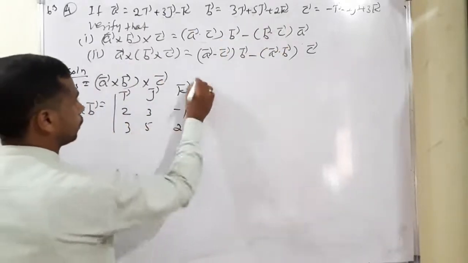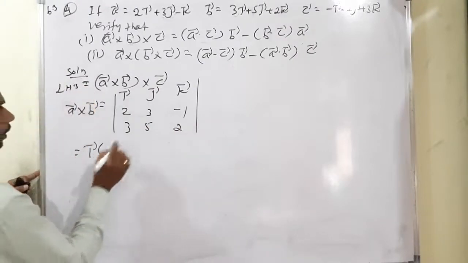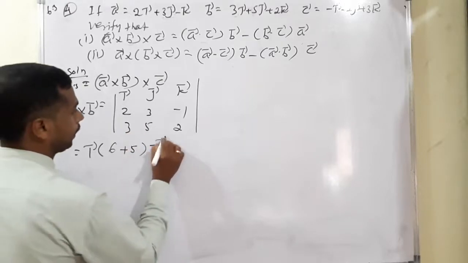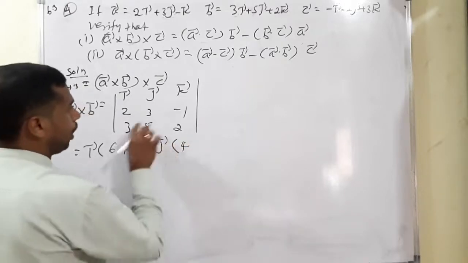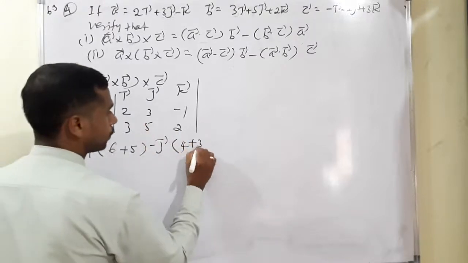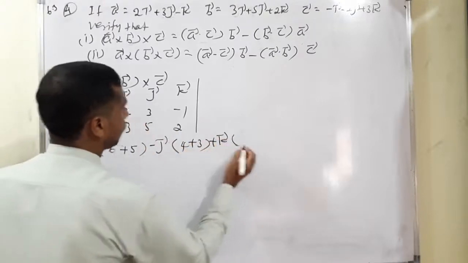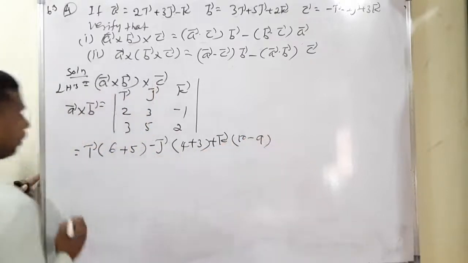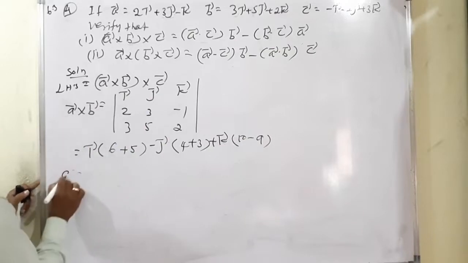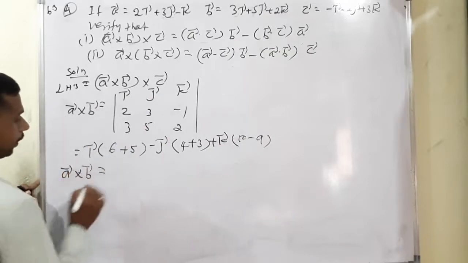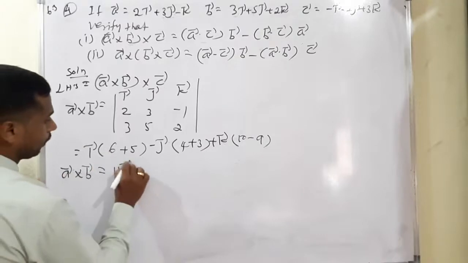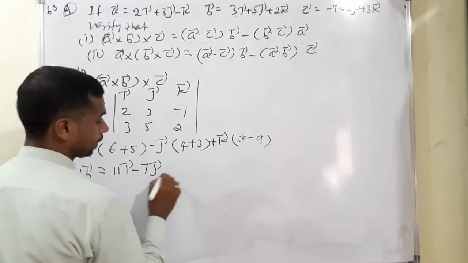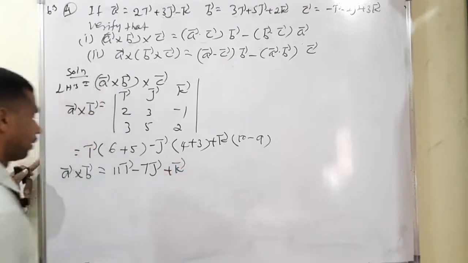Now, i vector: 3 into 2 is 6, minus 1 into 5, so positive 5. Then minus j vector: 2 into 2 is 4, minus 1 into 3 is minus 3, so positive 3. Again plus k vector: 2 fives are 10, 3 threes are 9. So a vector cross b vector is equal to 6 plus 5, 11 i vector, 4 plus 3, minus 7 j vector, 10 minus 9, positive 1, plus k vector.